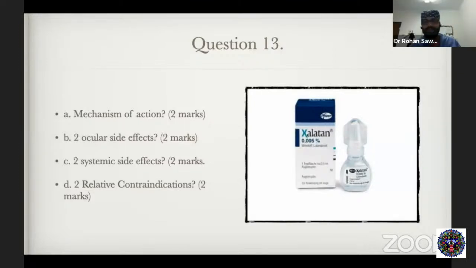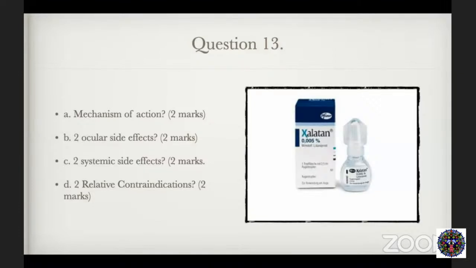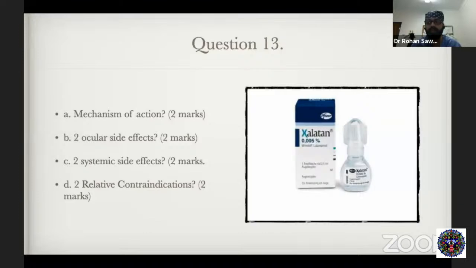It increases the uveoscleral outflow, causing extracellular matrix remodeling. Yeah, good. It targets the FP receptor on the ciliary muscle. Increased uveoscleral outflow should be enough.